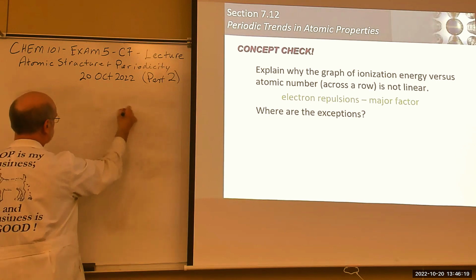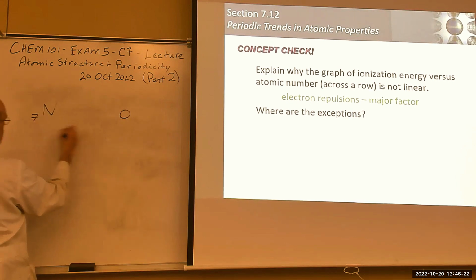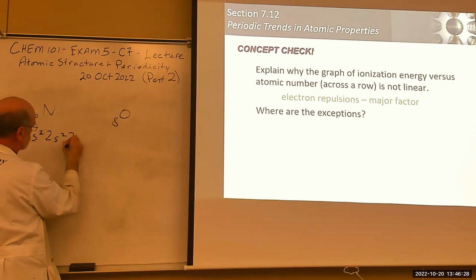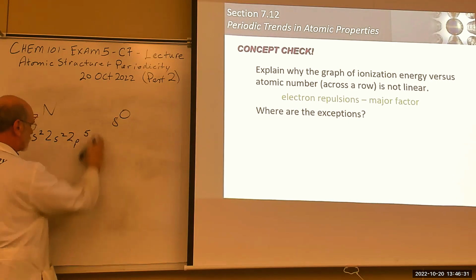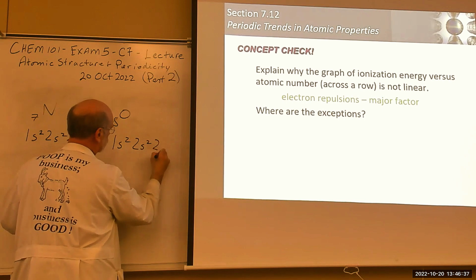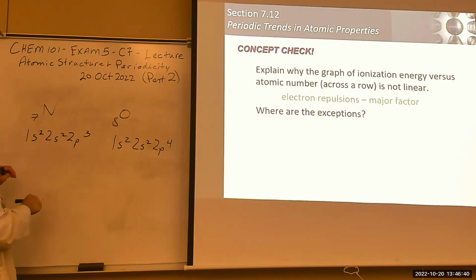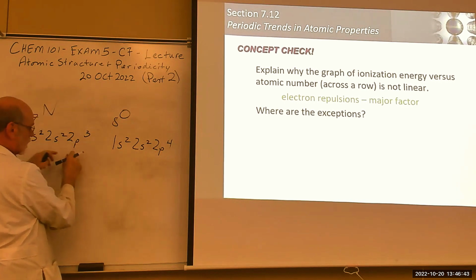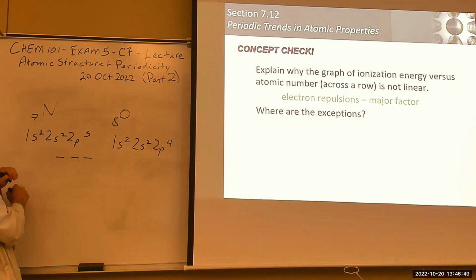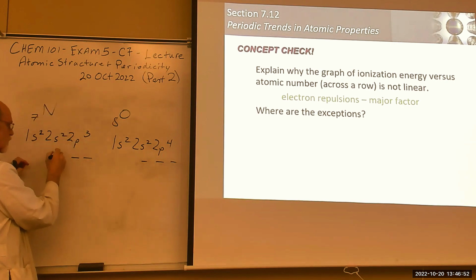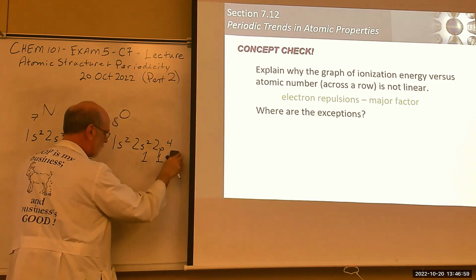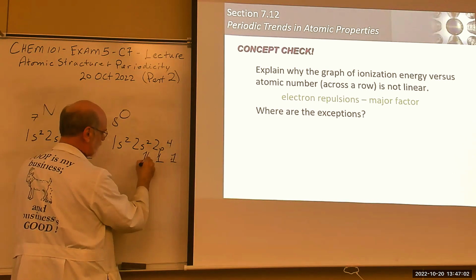So nitrogen to oxygen would be 7 to 8. This would be 1s2, 2s2, 2p3. And this would be 1s2, 2s2, 2p4. So this is the same, this is the same here. The difference is in the p orbitals. So in this one, we have 3 levels, right? This one we have 3 levels. How do the electrons go in? We go like that, like that, like that, and then like that.